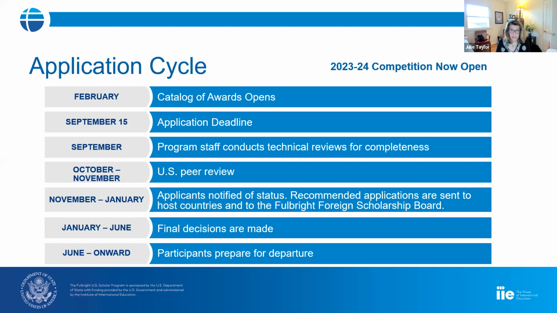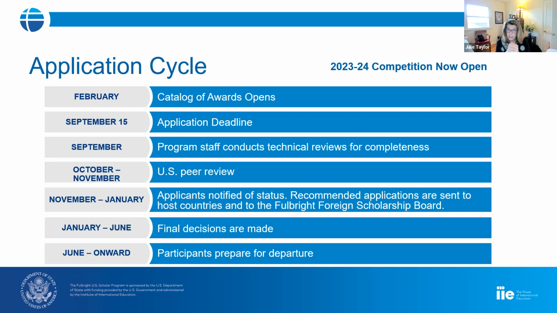So here's the application cycle. The deadline is September 15th. That's what we're coming up on. And then we immediately go into technical review to ensure completeness of the application so that we can start U.S. peer review committees in October and November. And these are discipline-based committees of your peers. Usually they're Fulbright alumni. And they review the application. That is the first level of review.